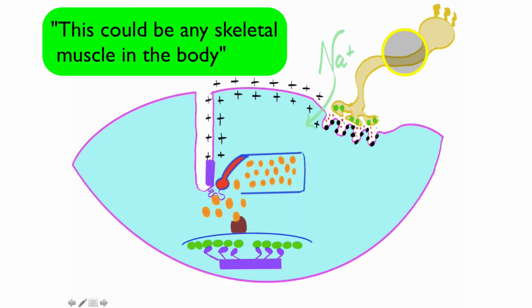But if this somatic motor neuron fires, releases its neurotransmitter, it's going to cause this cell to depolarize, open up the Ryanodine channel, allow calcium to be released, binding to troponin, liberating the myosin head binding site on the thin filaments, and we get muscle contraction.